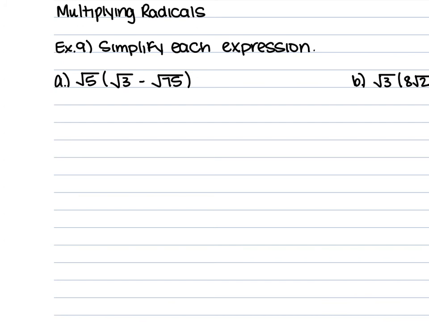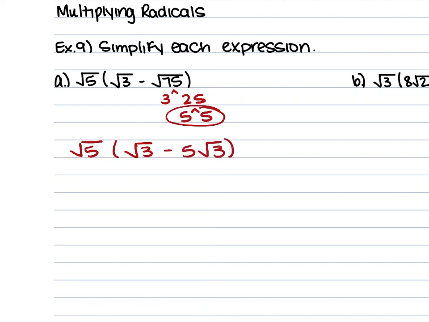That square root of 3 I cannot simplify, however that square root of 75 is 3 and 25, so 25 is 5 and 5. So your two 5's pair up, so this can be written as the square root of 5 times the square root of 3 minus 5 square root 3. So you see here inside your parentheses, you have like terms. That square root of 3 has an invisible 1 in front of it. So when you combine these two, you're going to have 1 minus 5, which is negative 4. So square root 5 times negative 4, keep it with the square root of 3. From here, you just multiply the two, and we get negative 4 times the square root of 15.